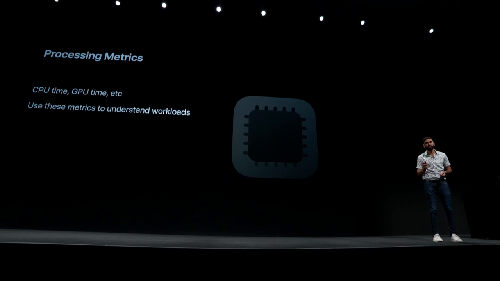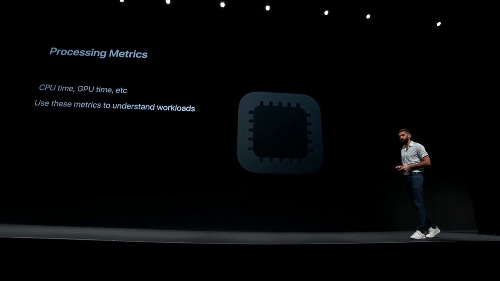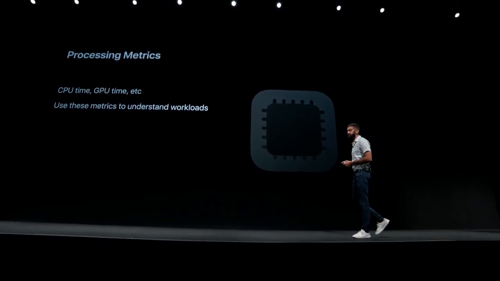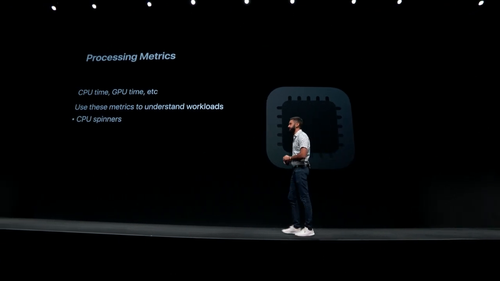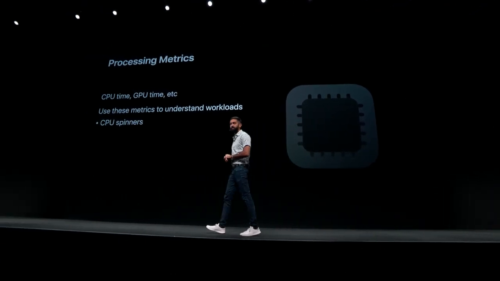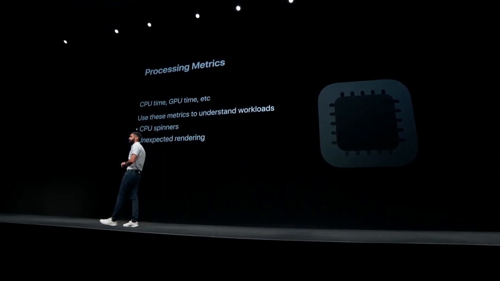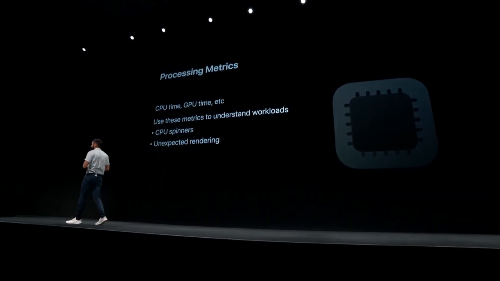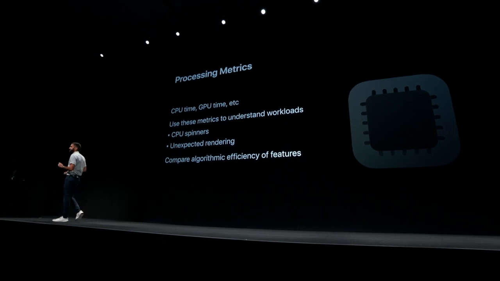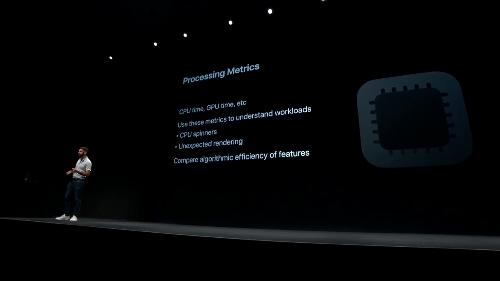And we want you to use these metrics to quantify and understand the workload of your application. So for example, you can do things like find CPU spinners in areas where you might not expect them to be. Additionally, you can find unexpected rendering in your application using these metrics. And critically, we want you to use the processing metrics to compare the algorithmic efficiency of your features, just like we discussed before. If you have feature A and feature B, you can use these metrics to determine which one is better for battery life.